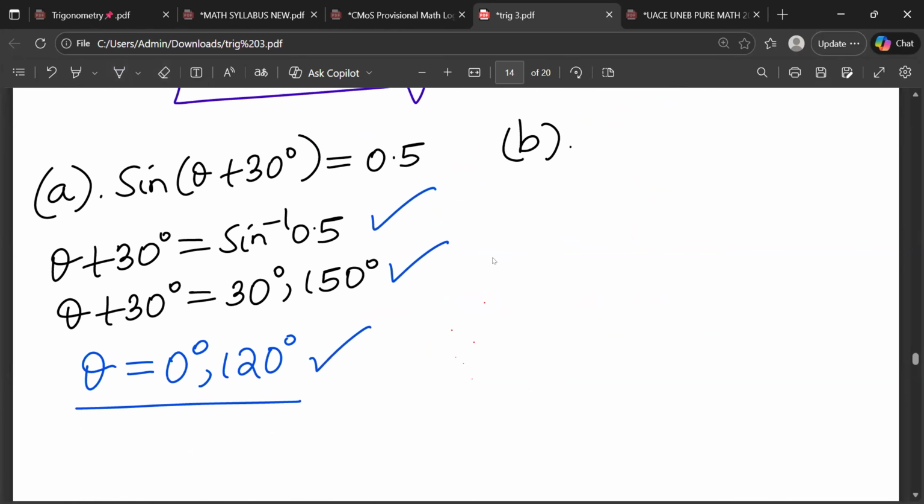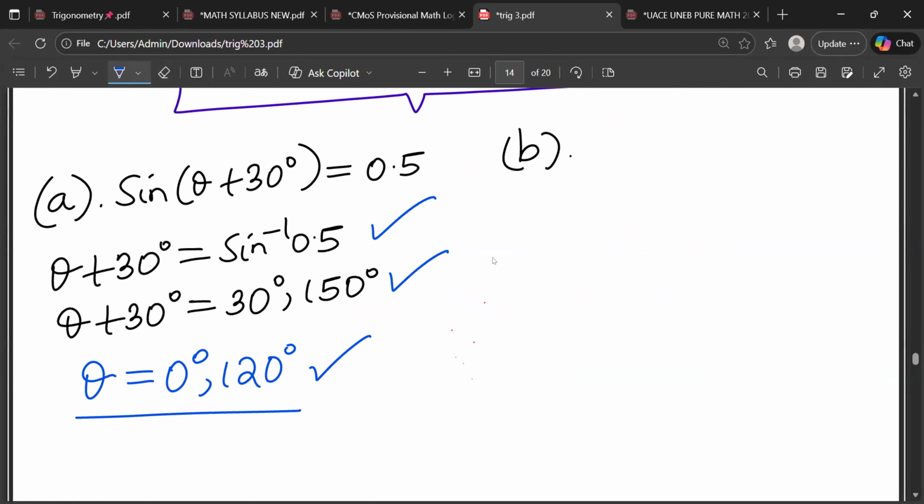So which are the angles for part B? You do part B for me, the one having negative 0.5. This is theta plus 30 degrees, and this side we have negative 0.5. So when they put radians, you know what to do.